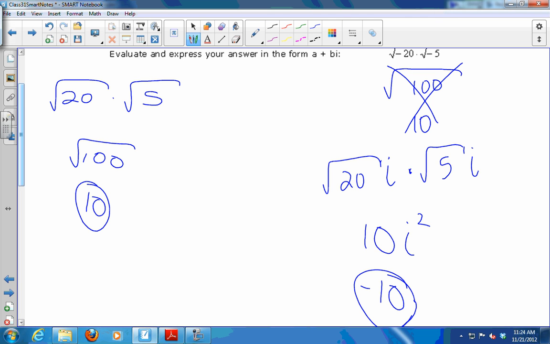So basically, we have to make this small change because we don't want this problem, radical negative 20 times radical negative 5, to be the same as this problem. They should have a different answer because they're essentially different problems.